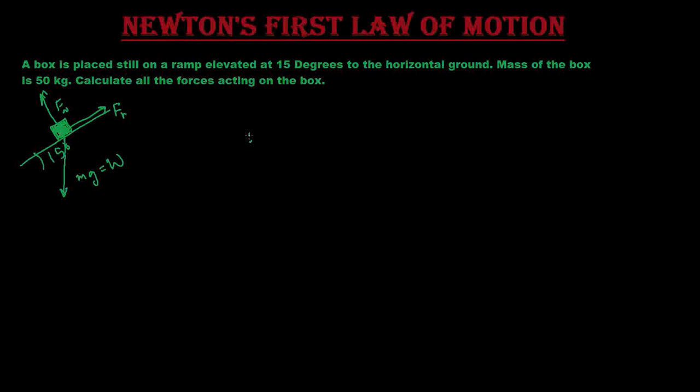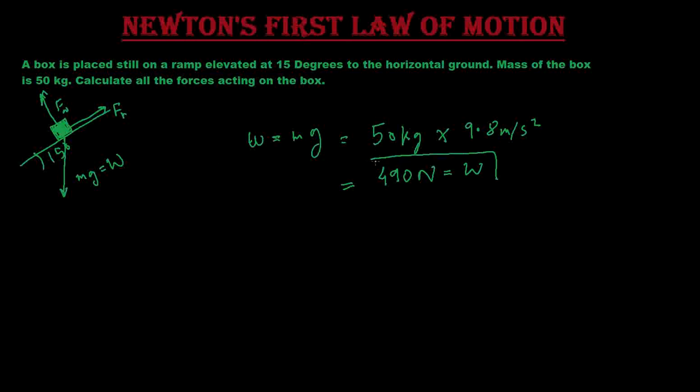Now let's calculate the weight W, that is mg. We know the mass of the box is 50 kg times the acceleration due to gravity, that is 9.8 meters per second squared. So it's 50 times 9.8, that is 490 newtons. That is going to be the weight of the box. So that is one of the forces calculated.